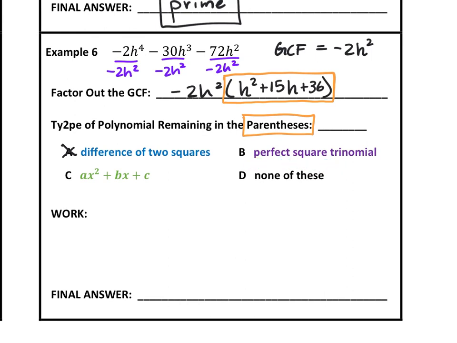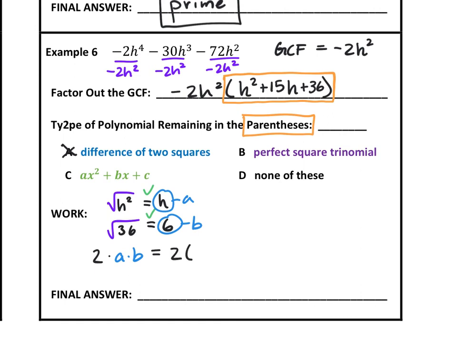Let's see. Can I square root the first and the last term? Can I square root h squared and 36? Yes and yes. So this is my A, this is my B. But remember, for a perfect square trinomial, I have to check what is 2 times A times B. So what's 2 times H times 6? That's 12H.